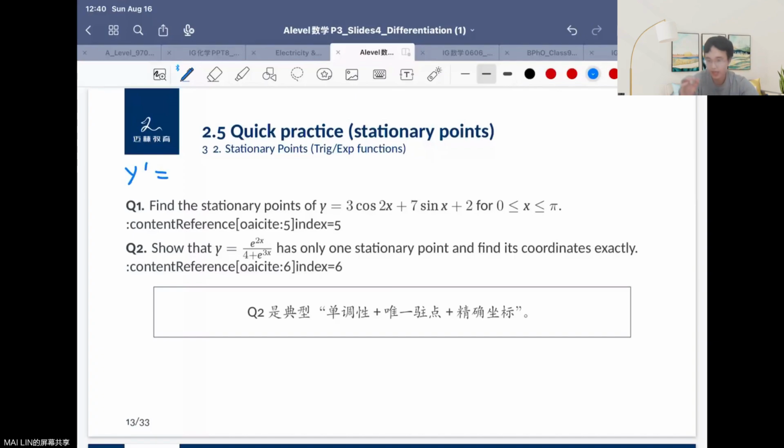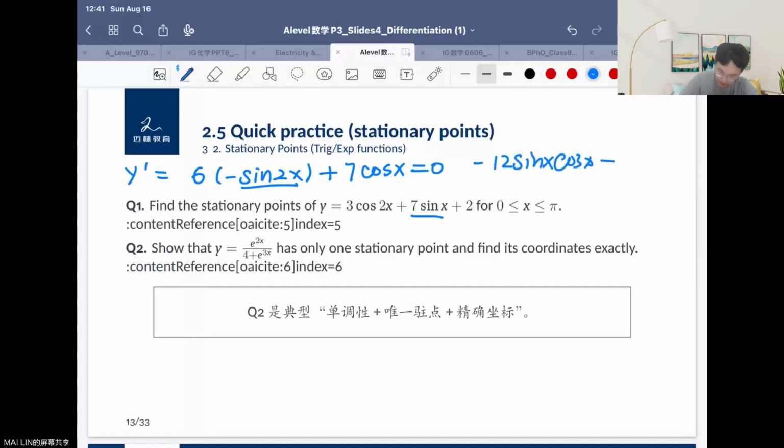So 3 times cosine 2x differentiates to 6 times minus sine 2x, right? And the 7 sine x gives plus 7 cos x. And plus 2 differentiates to 0. So the value here is 0. We can simplify a little bit: negative 12 sine x cosine x plus 7 cosine x equals 0. So we can say cosine x times (7 minus 12 sine x) equals 0.